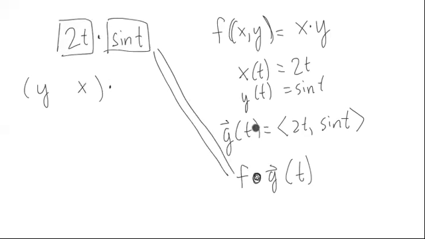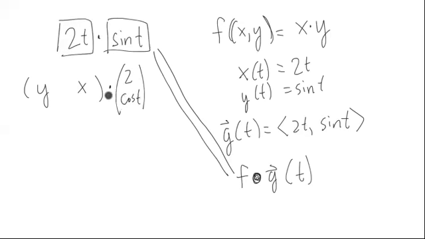Then the derivative of g, it has two outputs and only one input, so one column, but two rows, one for each output. And you take the derivative of each one with respect to that one variable. So you have 2, and here you have cosine t for the derivatives.